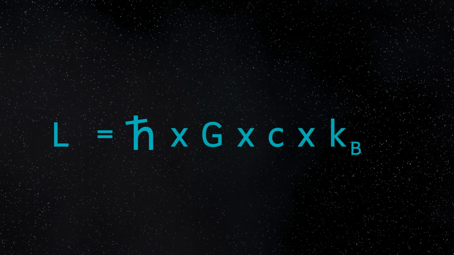Now that we've given ourselves a set of dimensions for each of these constants, we're now going to try and define length, mass, temperature and time in relation to just these constants. Let's start then with length. We're going to say that length equals h bar multiplied by G multiplied by c multiplied by kB, and each of these values might then be raised to a certain power. I'm going to call these powers w, x, y and z.